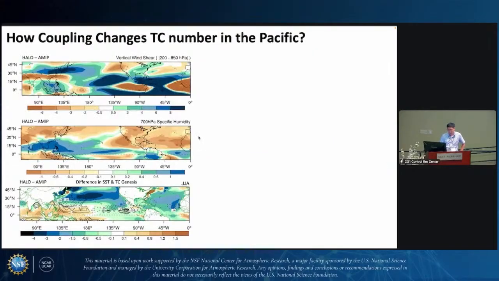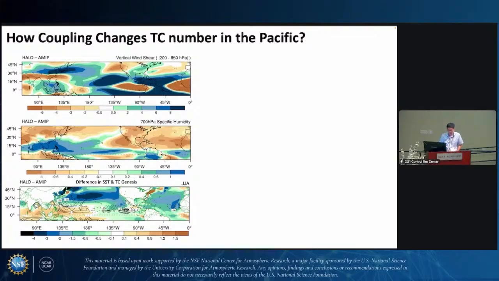Okay, so first we would like to investigate how coupling changes the TC number in the Pacific. As we can see in the Pacific, this panel shows the vertical wind shear. It decreased a lot in the Western Pacific, so it favored the generation of TC, and also in the mid-troposphere, specific humidity shows a similar trend.